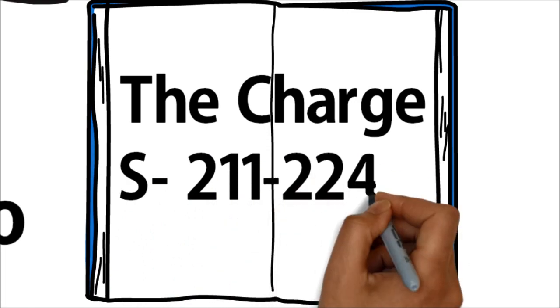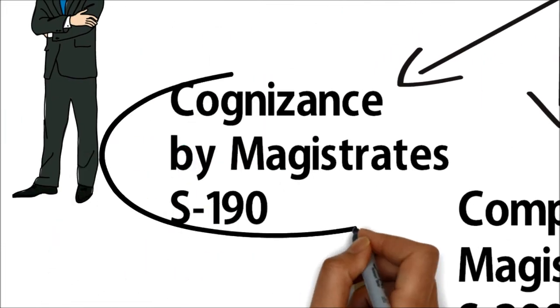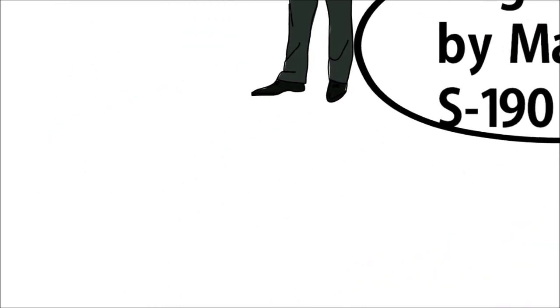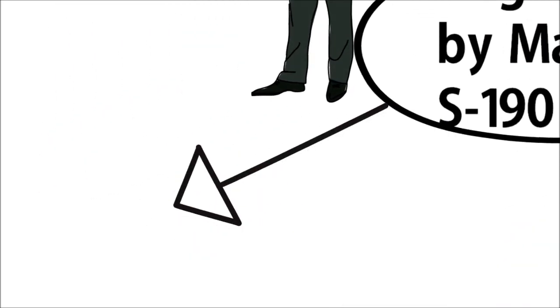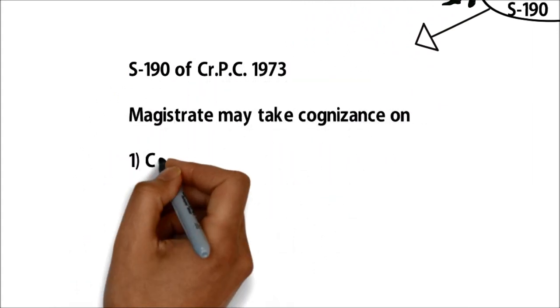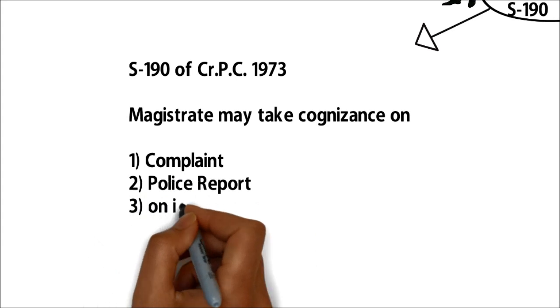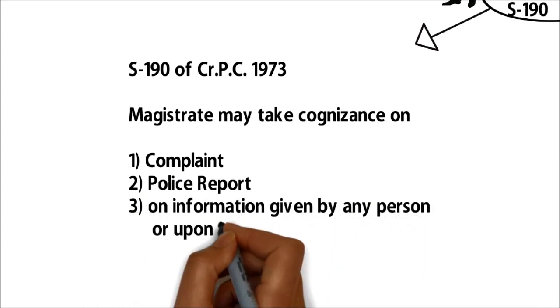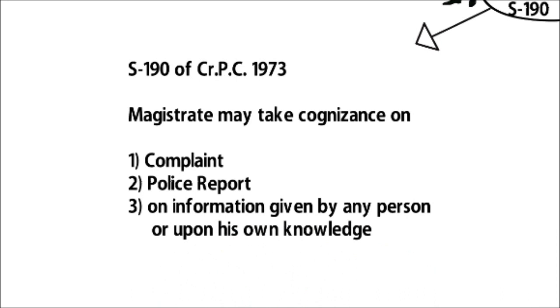So in this video we are going to deal with the first point, and it deals with section 190. It talks about how a magistrate may take cognizance of an offense on 3 things. The first can be a complaint, the second can be a police report, and the third can be the information received by the magistrate from any person, or even the magistrate himself can take the cognizance.